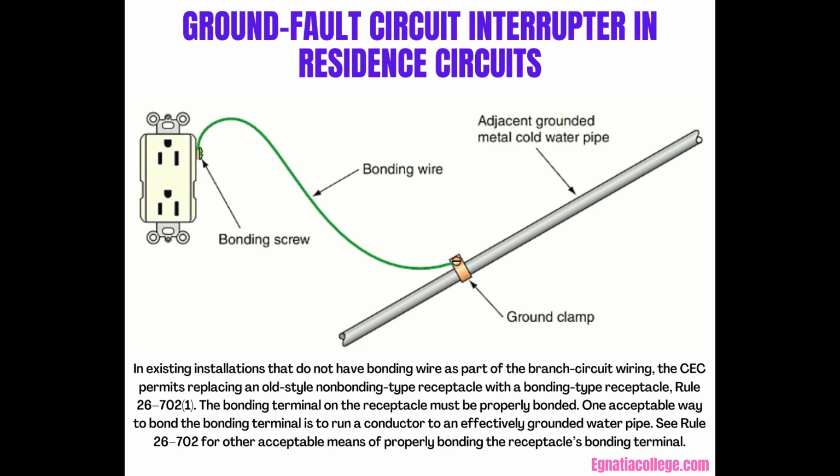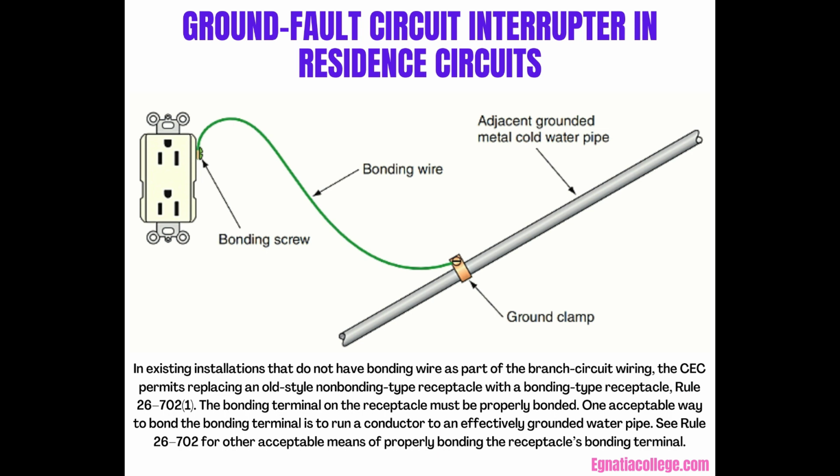In older houses that were wired with knob and tube wiring or early forms of non-metallic sheathed cable, which did not include a bonding conductor, non-bonding receptacles were used. Rule 26-702-1 allows a bonding receptacle to be used to replace older non-bonding receptacles, provided the receptacle bonding terminal is connected to ground by one of these means. Bonding to the nearest metallic cold water pipe. Running a separate bonding conductor to the system ground. Connecting to a metallic raceway.